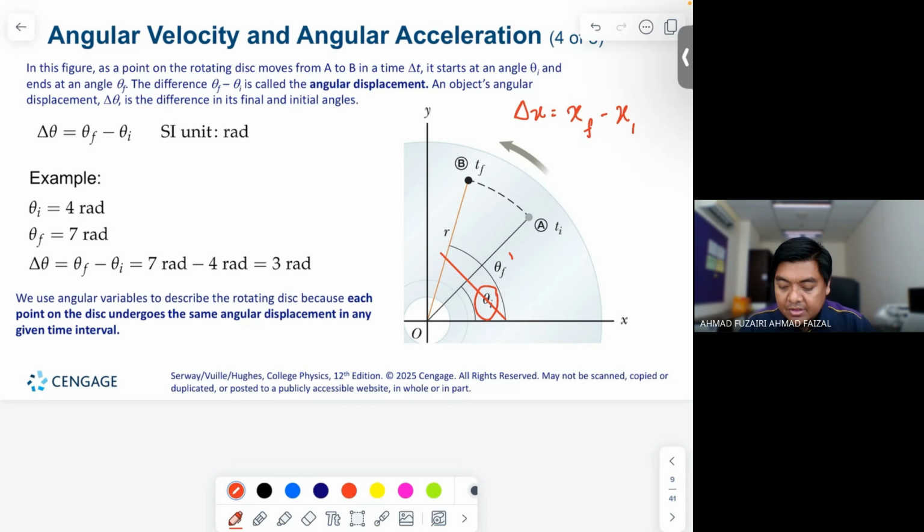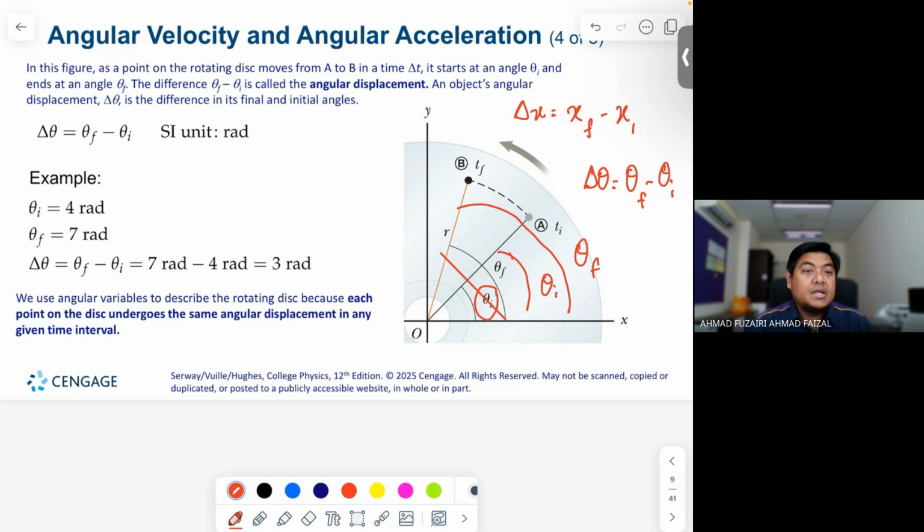Why? Because, for instance, point A starts at theta initial here. This is theta initial, and point B will have a slightly bigger theta, which is theta final. So to get delta theta, it is theta final minus theta initial. The same thing applies to angular displacement. The difference of theta final minus theta initial is called angular displacement. So that's why we say delta theta is equivalent to angular displacement.